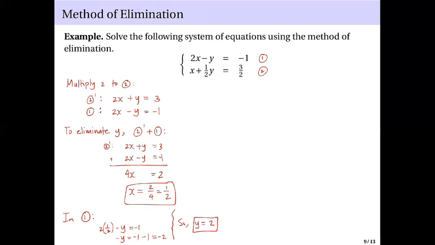Therefore, we have the solution. I have a question. Sure. Why sometimes are you adding, or sometimes you just subtract? It depends on the coefficients. You see here, I have plus y and then minus y. So if I added them, it becomes y minus y. Y will disappear.